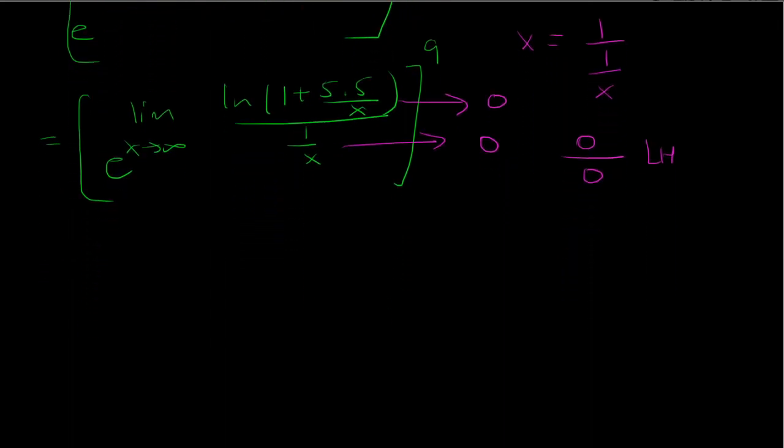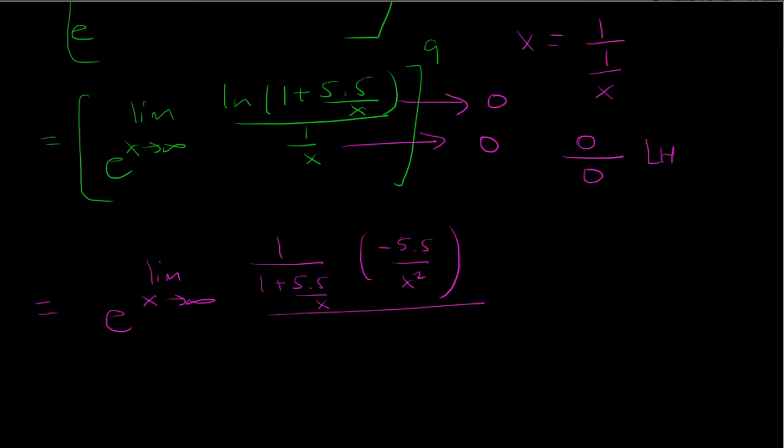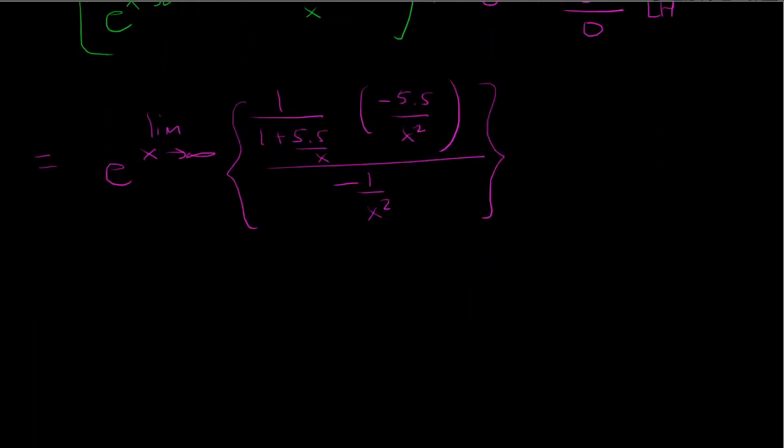Okay, so we're going to take the derivative of the top. So it's 1 over 1 plus 5.5 over x times the derivative of the inside, which is negative 5.5 over x squared. And then we'll take the derivative of 1 over x, which is negative 1 over x squared. Okay, so this whole thing is part of the exponent of e. Okay, so the negatives are going to cancel. The x squareds are going to cancel.